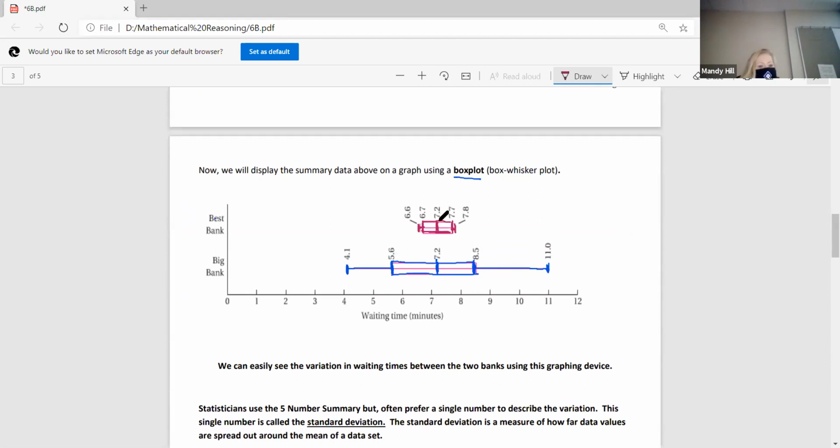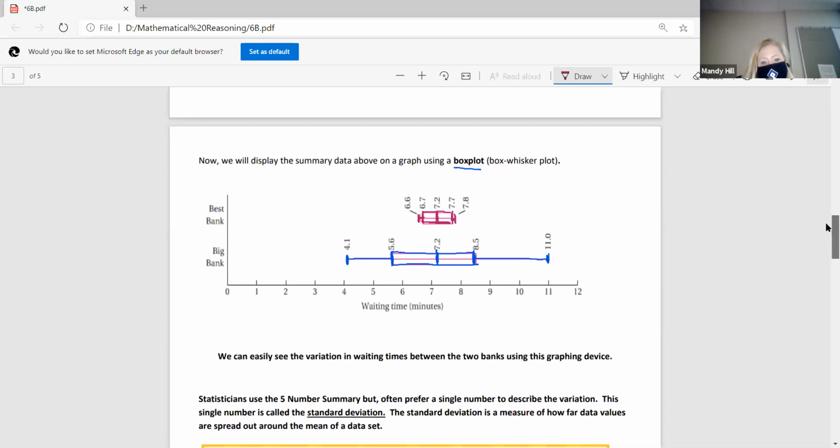If their mean is 7.2 and we subtracted 2 from 7.2, that would be 5.2. So their standard deviation can't be 2 because it would be outside of what we have. We don't even go down to 5.2. If we do 7.2 plus 2, we would be at 9.2. So I'm going to estimate that best bank's standard deviation is going to be a lot less than 2. We'll look at that on Wednesday, but theirs is going to be a lot less than 2 because their data is really close together.